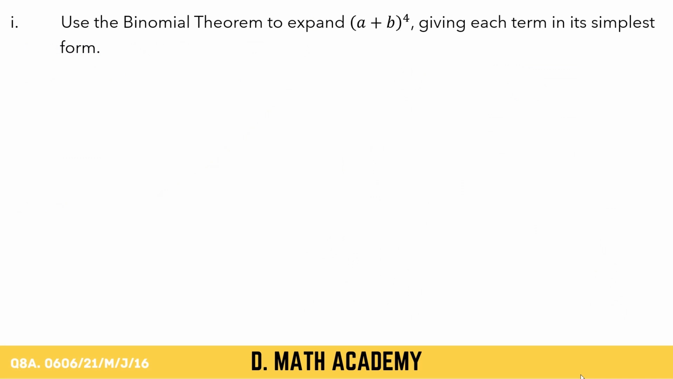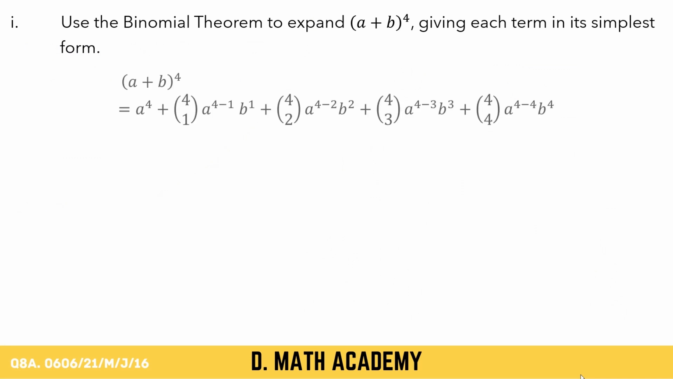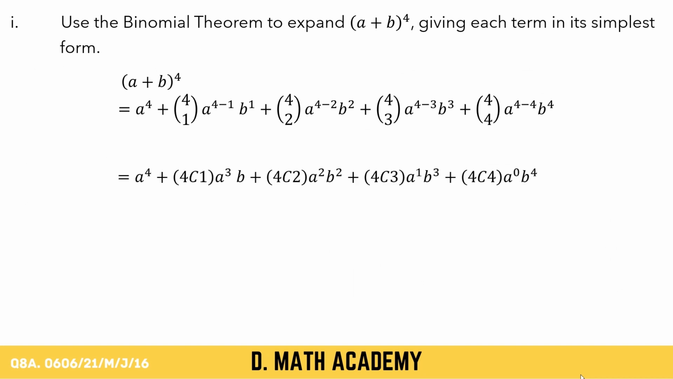So the only thing changed from the formula is that your n is listed as 4 here. So through the expansion, I ran a calculation and I got a to the power 4 plus 4a cubed b plus 6a squared b squared plus 4ab cubed plus b to the power 4. So this will be the expansion that you have.